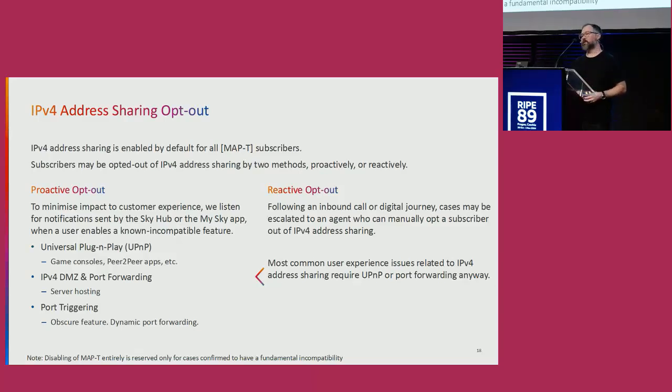We put a lot of effort into developing an automated, proactive opt-out approach. This is where we listen to notifications that are being sent by the CPE, the Sky Hub, or the My Sky app, whenever a user toggles UPnP or DMZ or does port forwarding. We will apply the 1:1 profile. We'll have to disconnect the customer because they need to reconnect to obtain a new DHCPv6 lease with a different set of MAP-T rules. And there's also a reactive journey for humans to manually be able to do it.